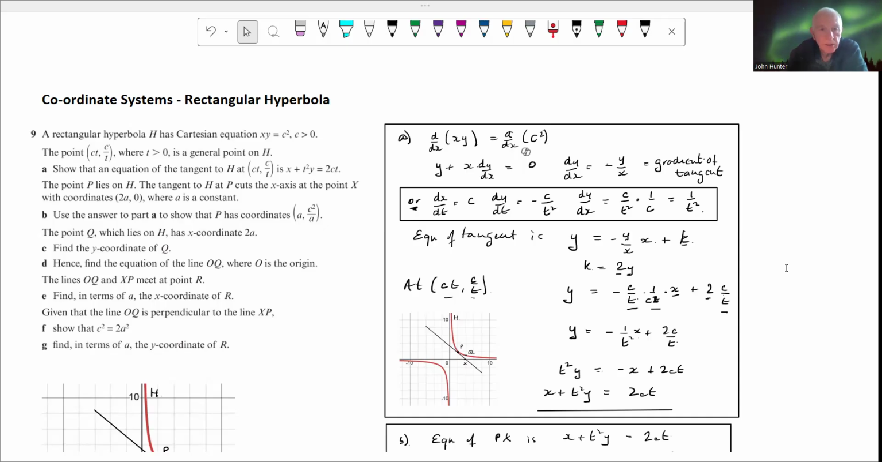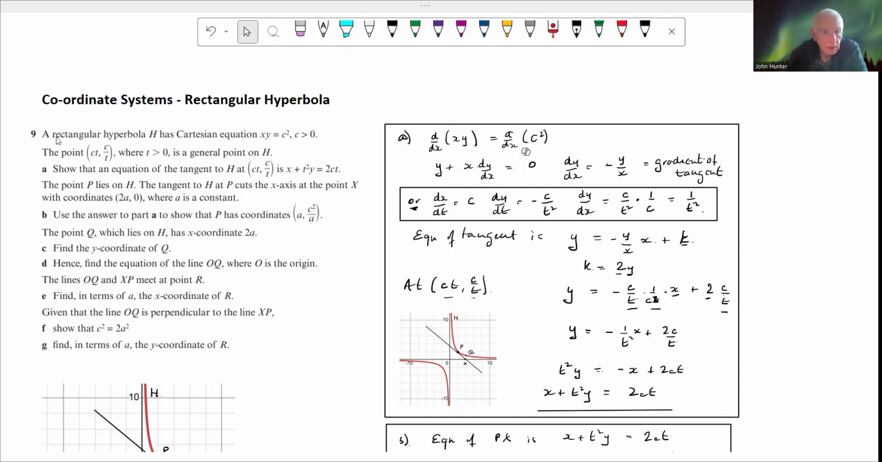Right, we've got a worked example in the coordinate systems section of the further maths syllabus here, the Edexcel further maths, to do with a rectangular hyperbola. As I mentioned before, this is kind of coordinate geometry, but sort of industrial strength coordinate geometry, really. This question is actually from the student book.